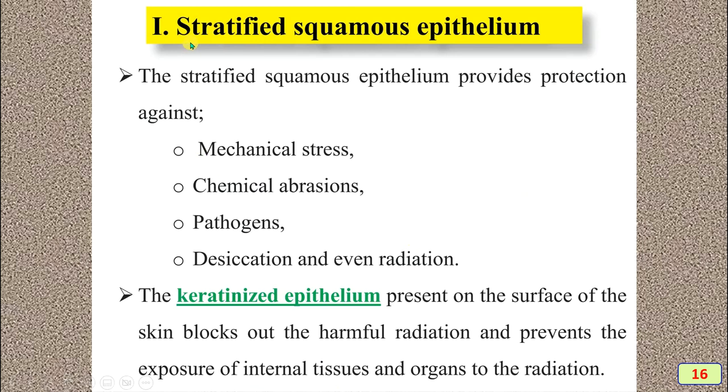Then the stratified squamous epithelial cells provide protection against mechanical stress, second, chemical abrasions, then pathogens. Apart from this, they also provide protection against desiccation and even radiation. So the keratinized epithelial cells present on the surface of the skin block the harmful radiation and prevent the exposure of internal tissues and organs to radiation hazards.